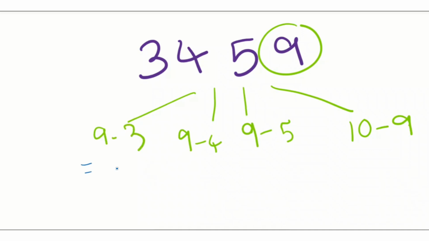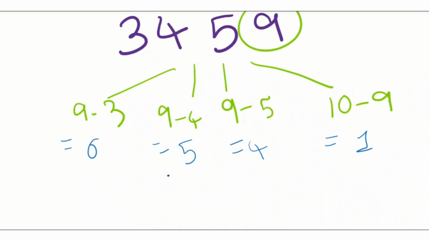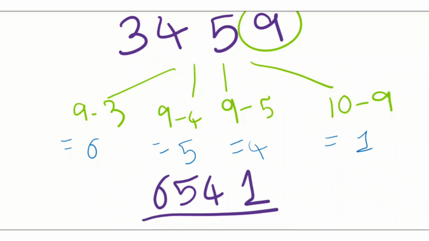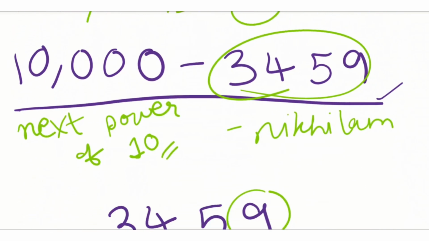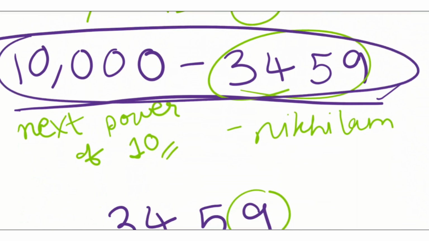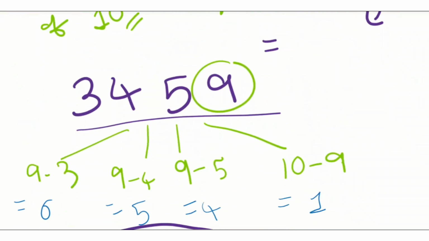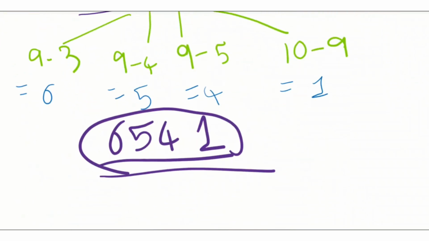Finding the values of each of these expressions, you get 6, 5, 4, 1. And this is not just the Nikhilam of 3459, but it is also the value of 10,000 minus 3459. So the value of this question is also 6541. So that's okay. I hope you understood the power of 10 concept.